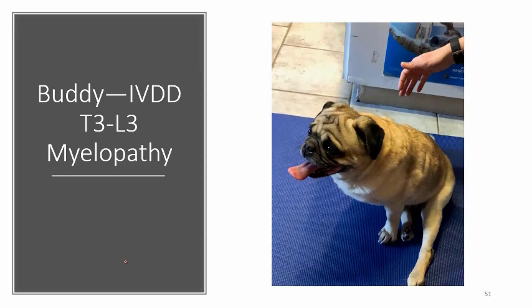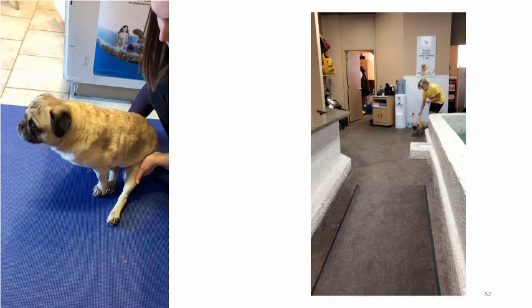And so this is Buddy. Buddy is a little pug who has IVDD. He is a T3L3 myelopathy. He came to me from a rescue group. His owners could no longer deal with him. He did have, in addition to having some non-ambulatory paresis in the back end, an upper motor neuron bladder. So here's Buddy when we first saw him.